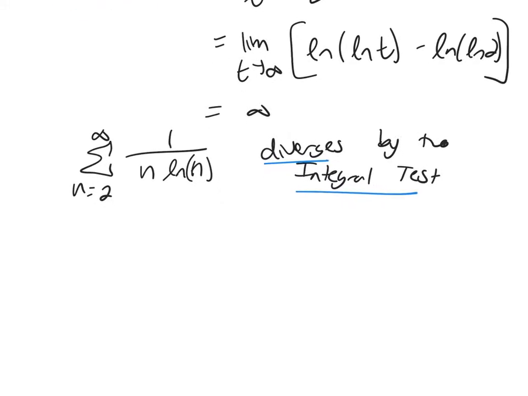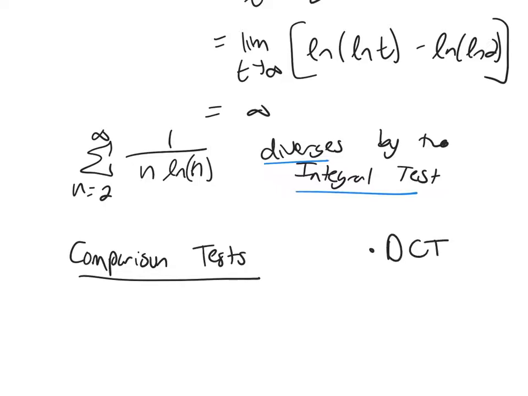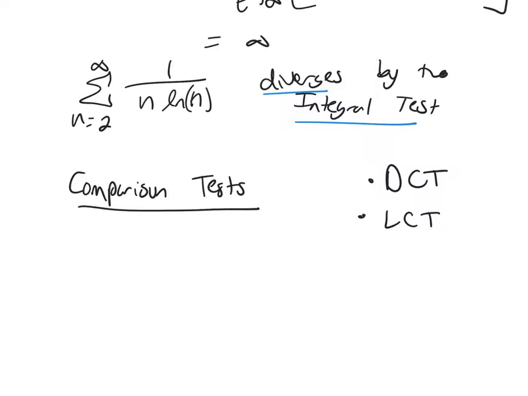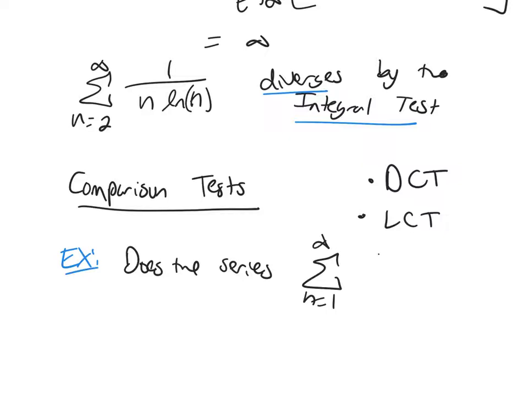Okay, and then we also had comparison tests. And there were two different versions of comparison tests. There was the direct comparison test and the limit comparison test. So let's look at an example here. Is the series n equals 1 to infinity, 4 to the n plus 1 over 3 to the n minus 2, converge or diverge?